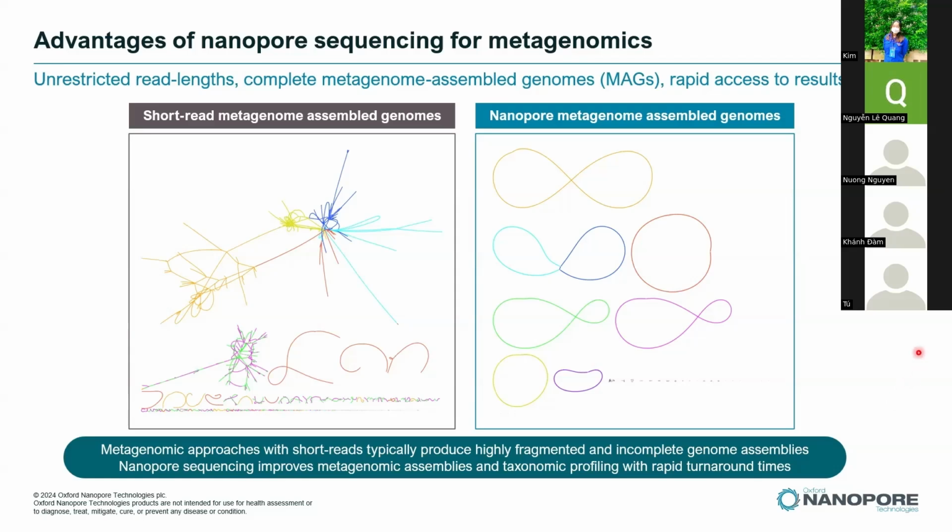So here you can see the Bandage plots comparing the short read and the nanopore long read assemblies. In contrast to a fragmented assembly with many short, disconnected or tangled contigs, you can see that nanopore data resulted in very well-connected contigs, which indicates a more complete and higher quality assembly.